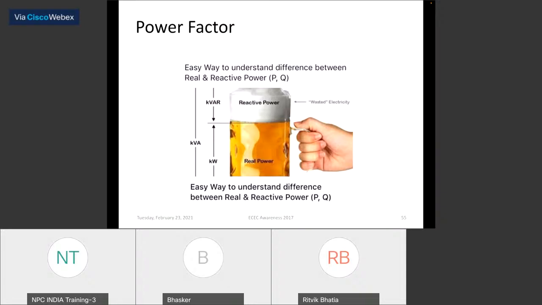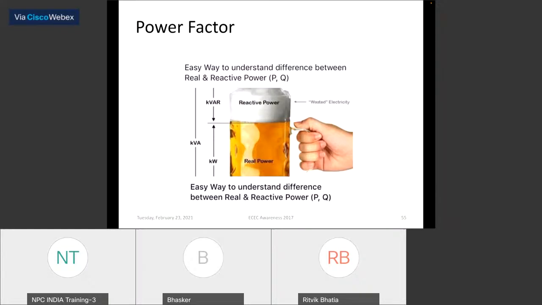So if we increase the power factor, the reactive power going into the circuit would go a little lower. And that will help the utility to reduce their consumption and to increase the utilization of the equipment.